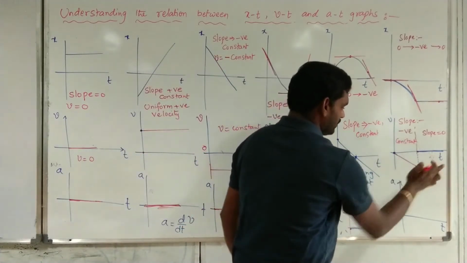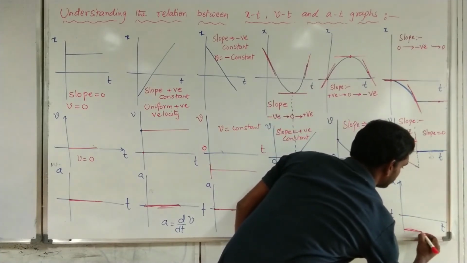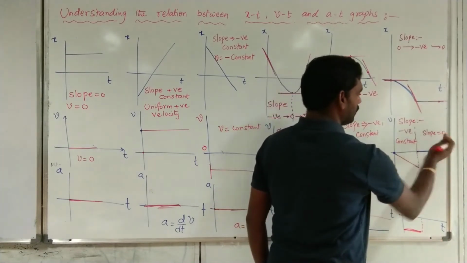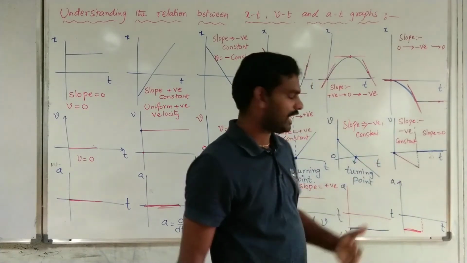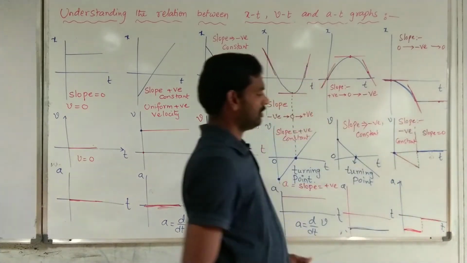The slope of the v-t curve is nothing but acceleration. The slope is negative and constant up to this time. After this, the slope is equal to 0. That means the slope of the velocity versus time graph is nothing but acceleration. So, acceleration is equal to 0 after this point.